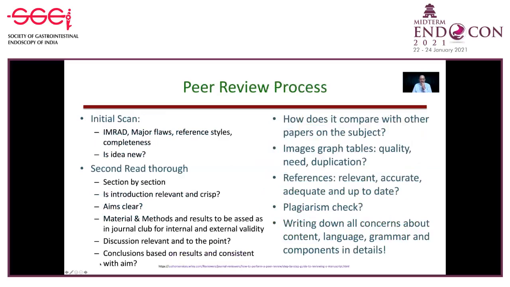A detailed discussion on the peer review process will be outside the scope of this talk, but very briefly I can mention that a reviewer usually first scans the paper to see what the format is, what the major flaws are, what the reference styles are, the completeness, and whether the idea is new or not. Then he reads the paper thoroughly, section by section, to find out: is the introduction relevant and crisp? Is the aim clear? Material and methods and results are to be assessed just as one assesses in the journal club, for internal and external validity.